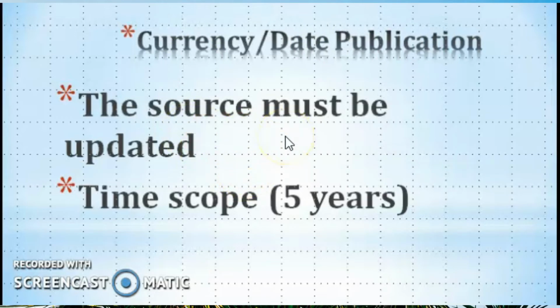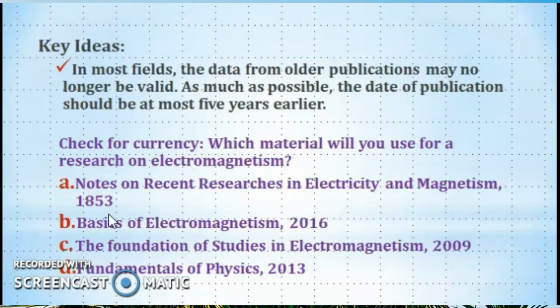You need to say it's the latest one. The time scope is 5 years. It means that your source must not be older than 5 years, up until present. So let us now try to check if you would know how to determine the best source using the currency. Which material would you think will be used for a research regarding electromagnetism?